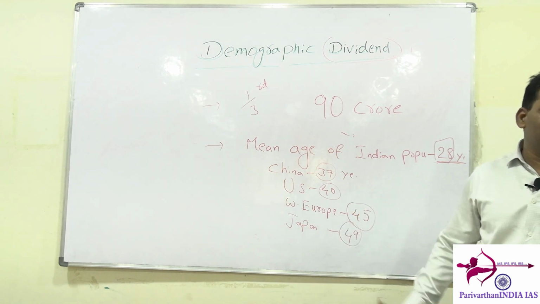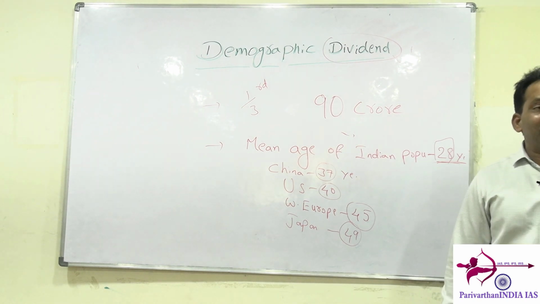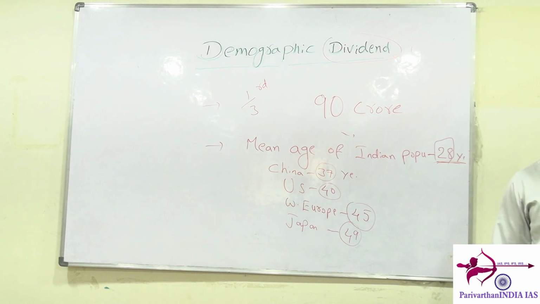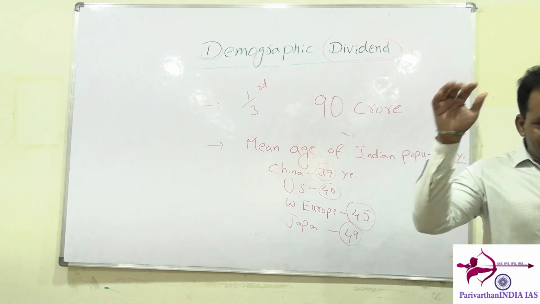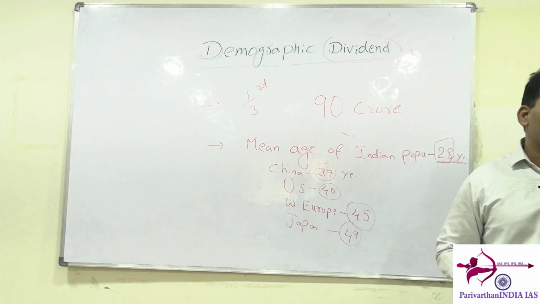Germany is discussing with India. Japan is discussing with India, and India has signed such agreements with around 12 countries so far. Many countries are in queue. India is in an advantageous position.